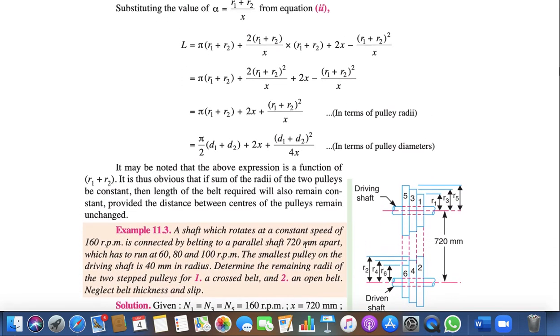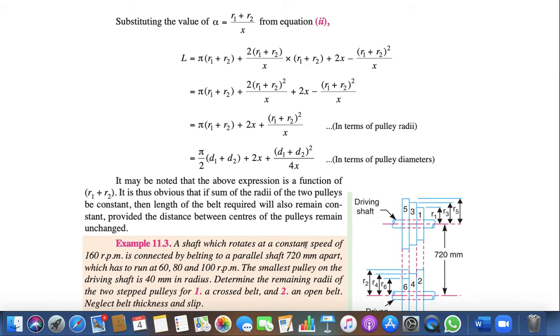You can solve this question for your practice, how you can get the length of an open belt drive and a closed belt drive. This thing you can solve.